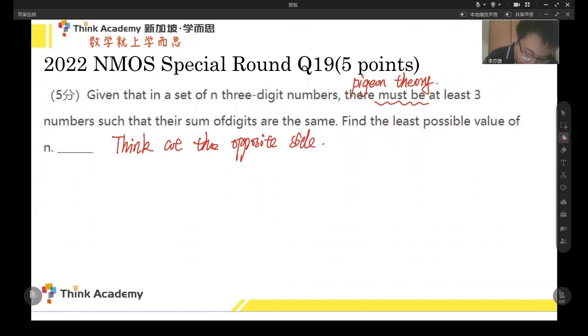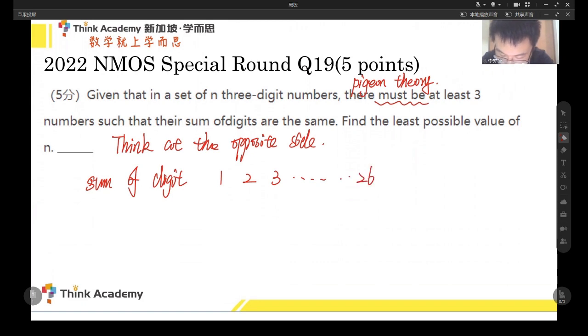To do this, we may first classify all the 3-digit numbers by their sum of digits. The smallest sum of digits should be, maybe just 100, right? The smallest is 1, and maybe a 2, maybe a 3. All values can be taken. And for the largest, it should be 27, as 9 and 9 and 9 here, right? So there are 27 different cases here.